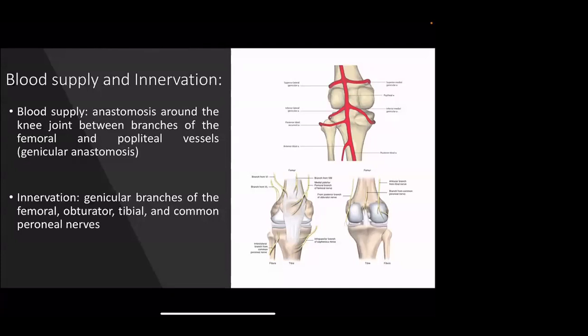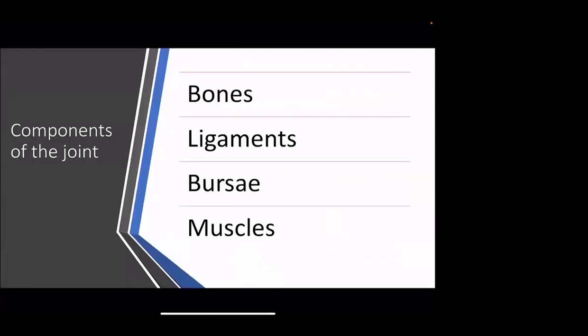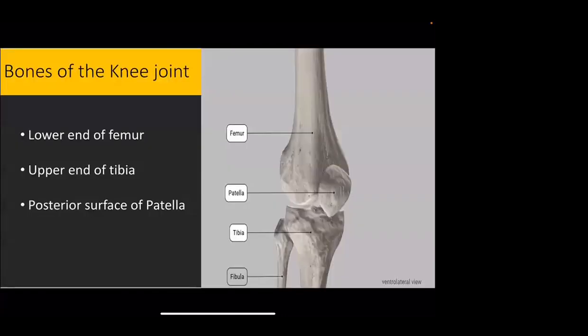The blood supply and innervation. Blood supply is by the anastomosis around the knee joint between the branches of the femoral and popliteal vessels, the genicular anastomosis. The innervation is by genicular branches of the femoral, obturator, tibial, and common peroneal nerves. The components of the joint include the bones, ligaments, bursae, and muscles. Starting with the bones of the knee joint, we have the lower end of the femur, upper end of the tibia, and posterior surface of the patella.